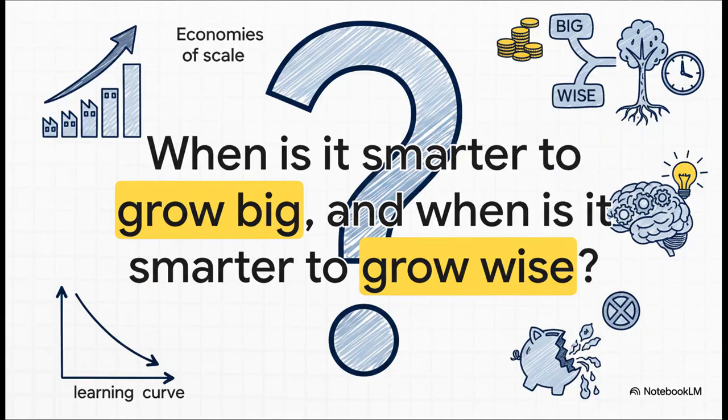And all of this leaves us with a final, big strategic question for any manager, for any leader to really think about. When you're trying to become more efficient and lower your costs, what's the better path? When is it smarter for a business to grow big, and when is it smarter for it to grow wise? The answer, as we've seen, isn't always obvious, and it starts with a deep understanding of what cost truly means.